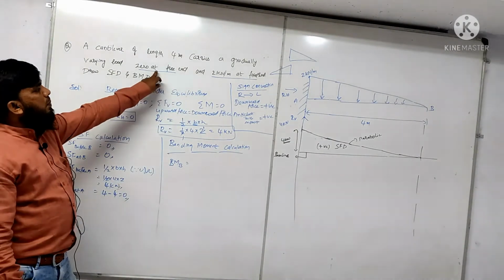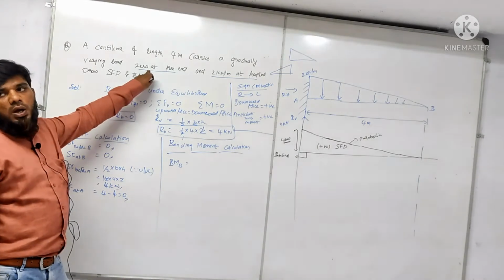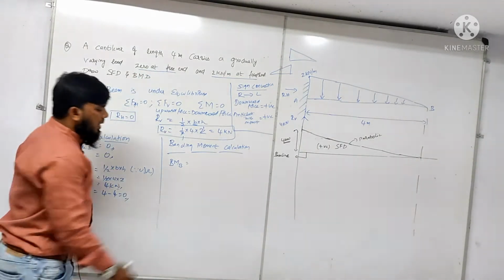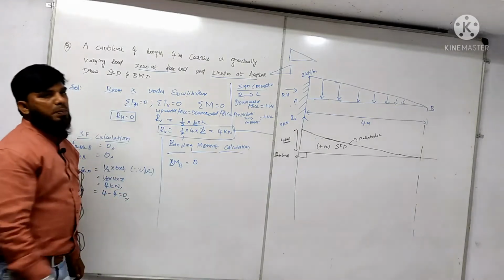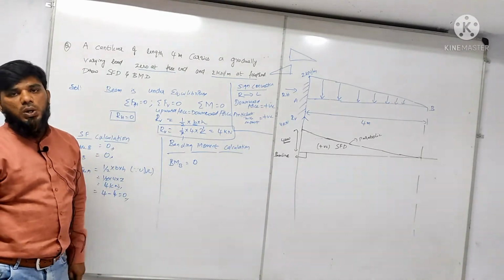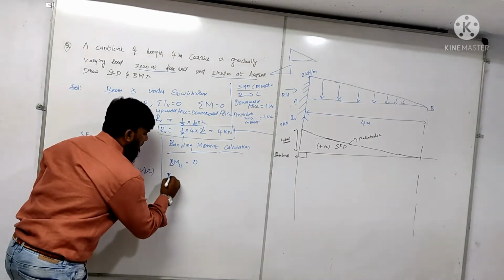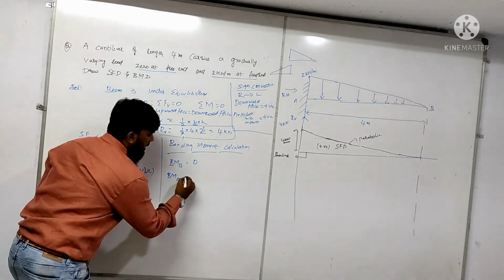Obviously the bending moment at point B, since load is zero, the whole moment will become zero, and also there is no perpendicular distance, so this is equal to zero. Next is bending moment at point A.